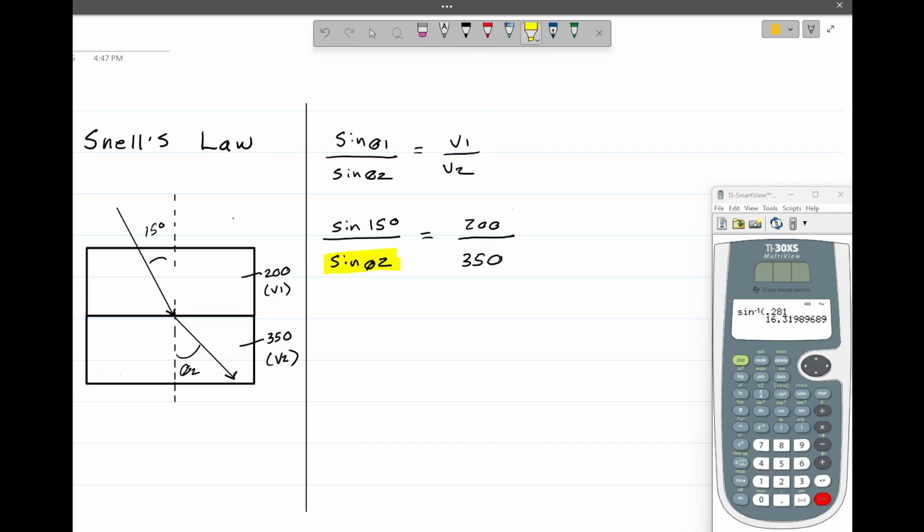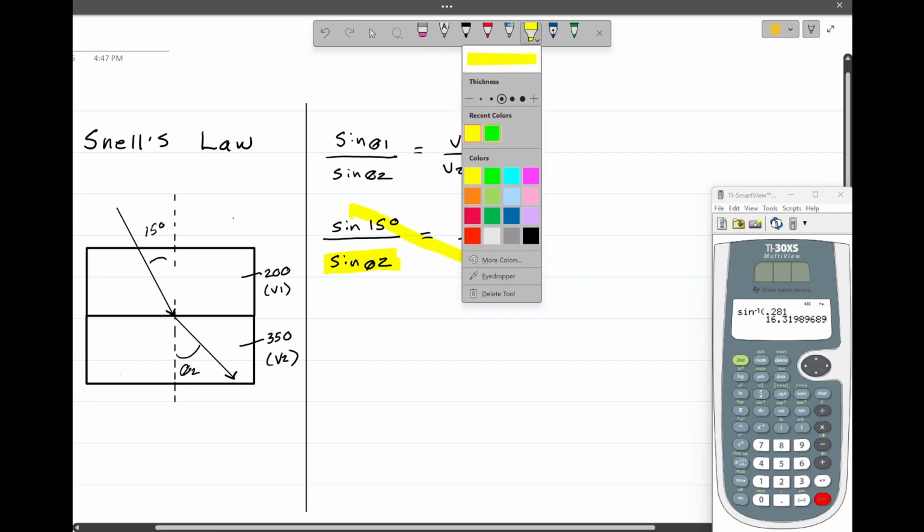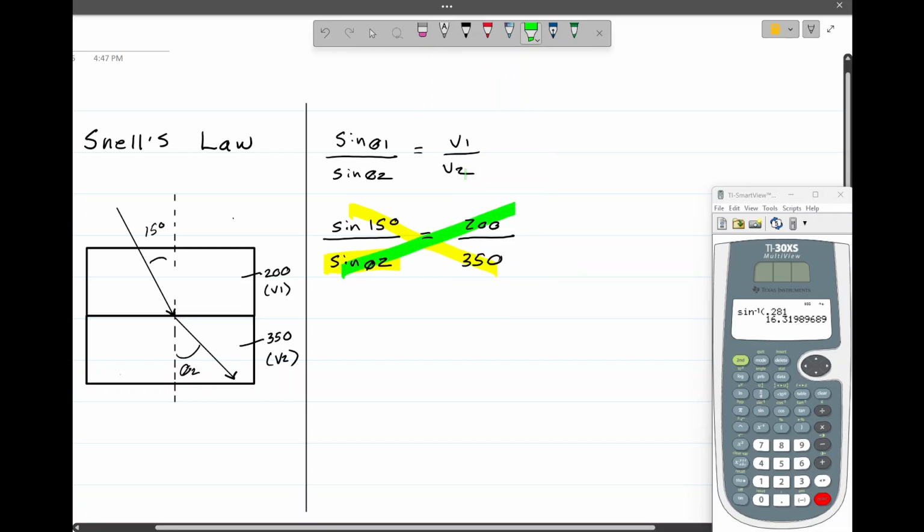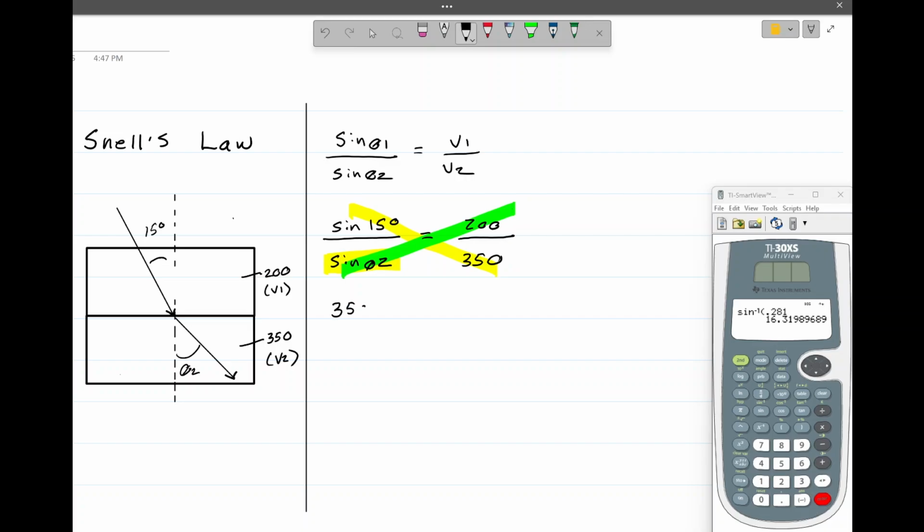Okay, next step is to cross multiply. I'm sorry, I said divide, I meant multiply. I'm going to multiply this by this, and then this by this. All right, so what I end up with is 350 times the sine of 15 degrees equals 200 times the sine of theta 2.